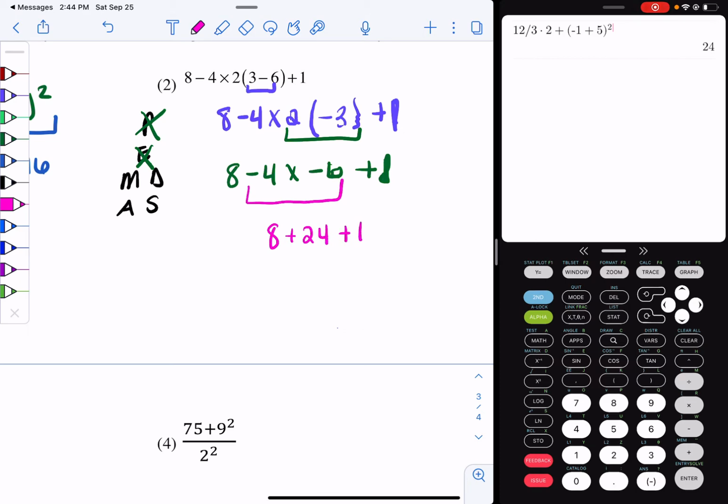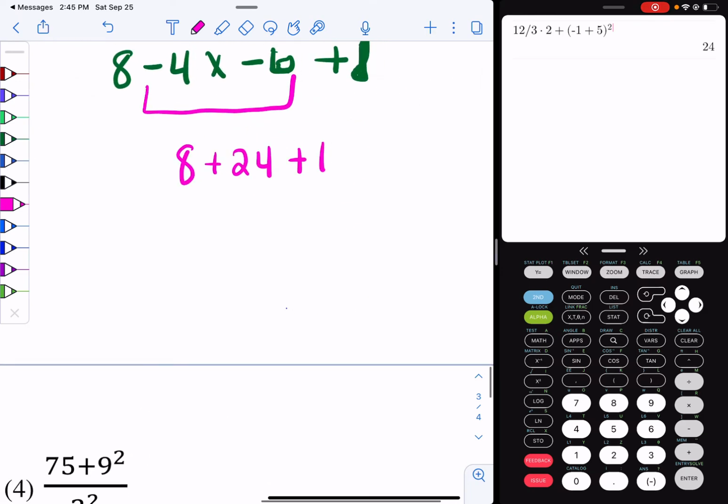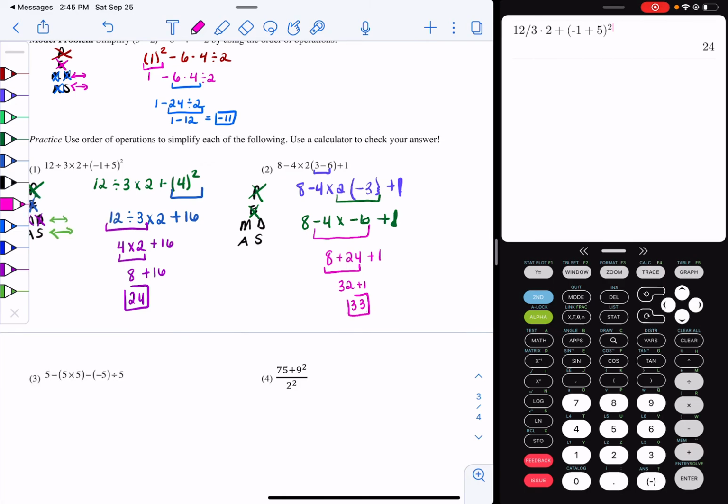And if you look, this is just all addition, so I can just combine those. 8 plus 24 is 32. So I have 32 plus 1, and 32 plus 1 is 33. And that's your final answer.